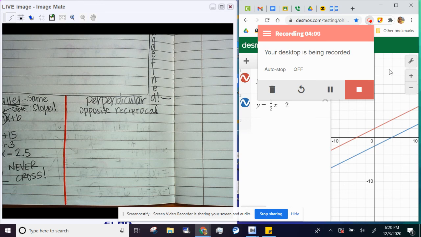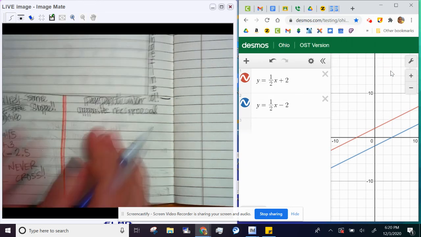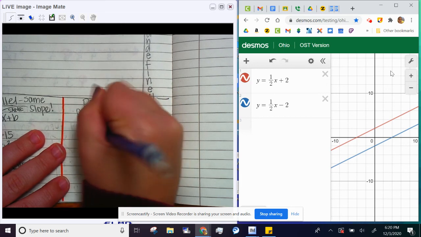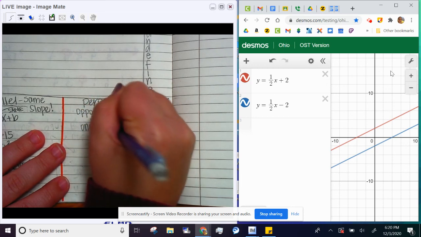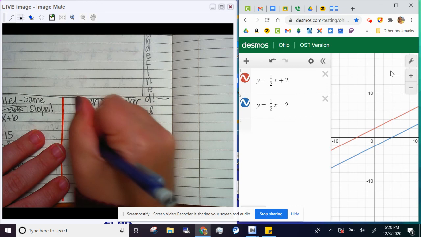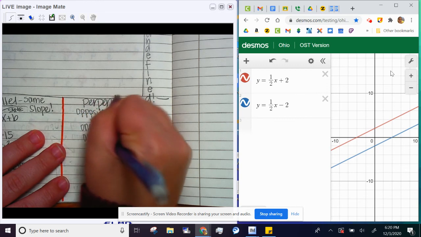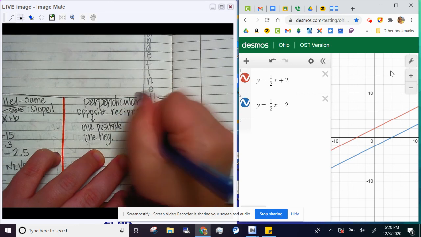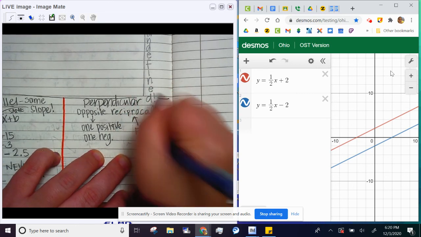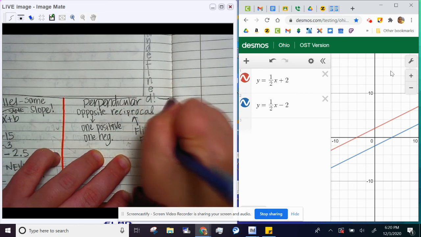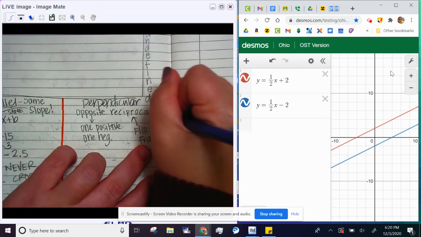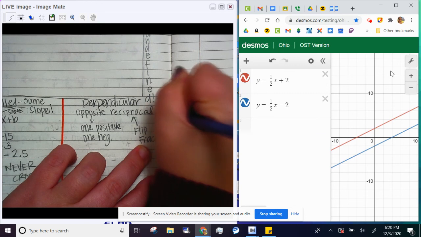Okay, so let's talk about what opposite reciprocals means. Opposite means that one of our slopes is going to be positive, and one's going to be negative. And then reciprocal just means flip the fraction. That's all that means. Let's put in here that this is the opposite reciprocal slope.